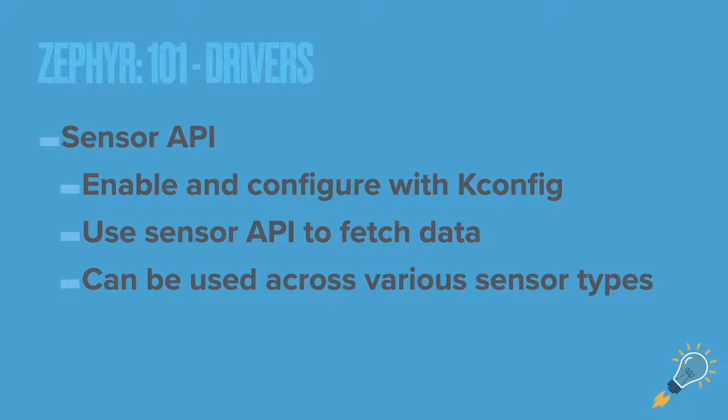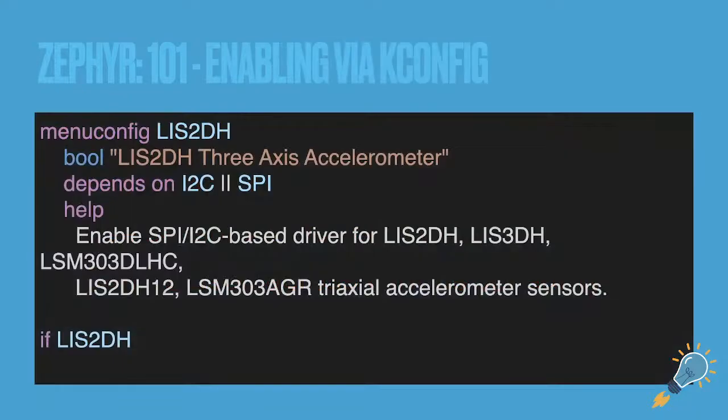And then there is that specific sensor API that I mentioned that we're going to be using to fetch the data. And as I mentioned, it can be used across various different types of sensors. In this example, we'll be focusing mostly on accelerometer, but like I said, it can be used in many different ways.